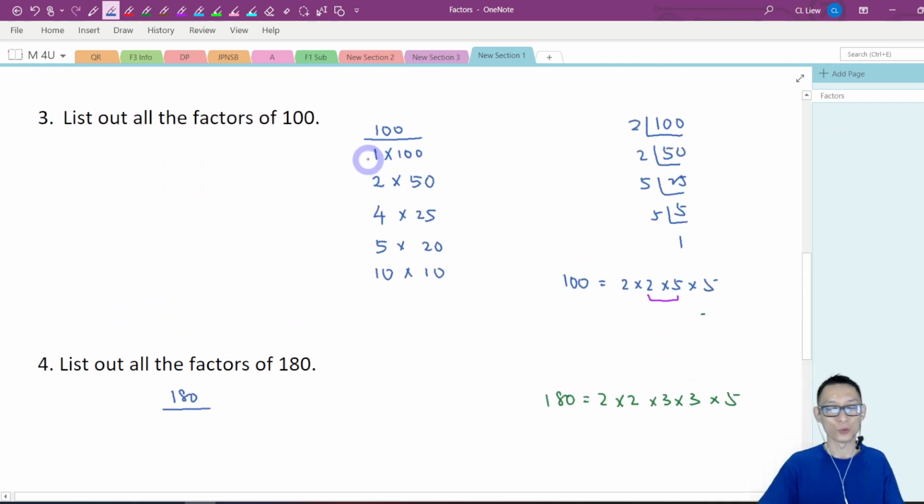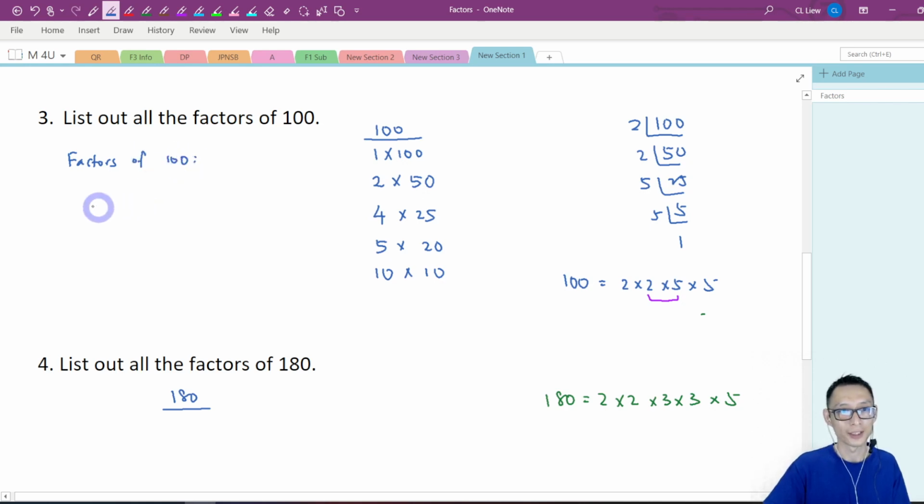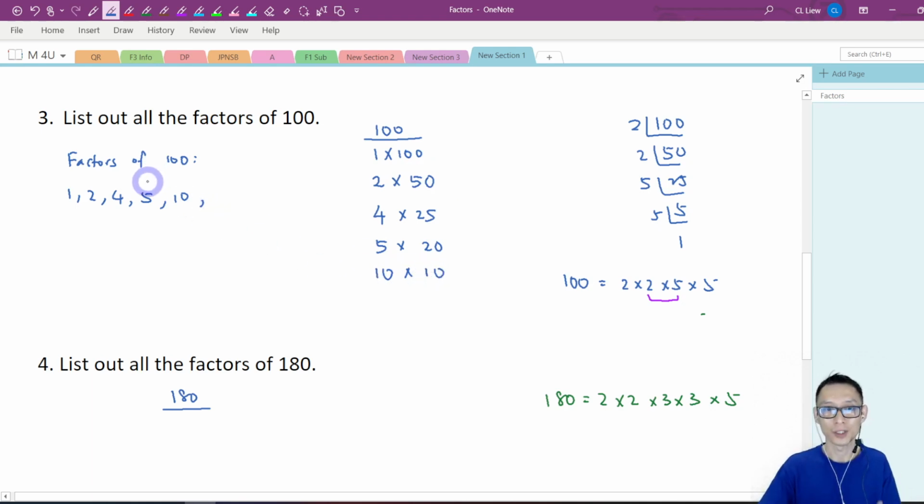Okay, I forgot to tell you that if the question asks you to list out all the factors of 100, after doing this, you need to list them out properly. Start from the smallest number: 1, 2, 4, 5, 10, and then go up like this. You see 2 times 10, you don't have to write it again. Then 20, 25, 50, and 100.